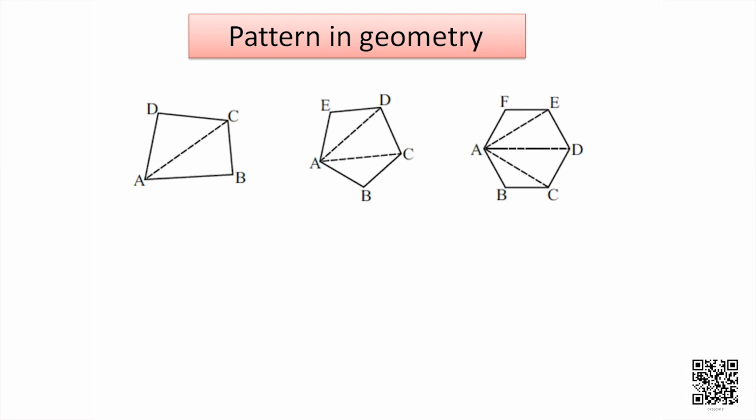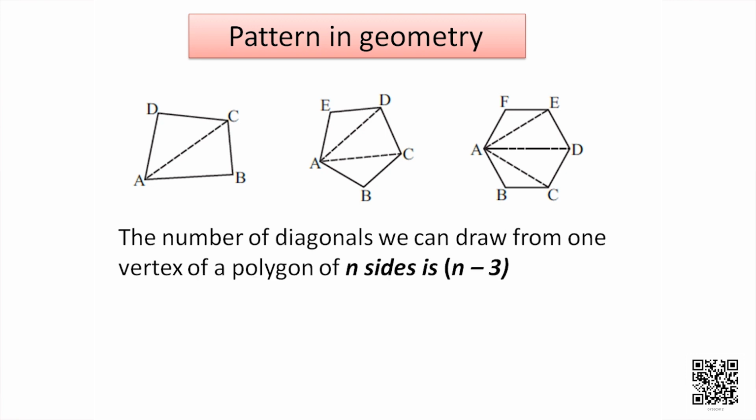Some patterns in geometry we also write with the help of algebraic expressions. So, let us see. These are polygons. The first one is a quadrilateral, the second one is a pentagon, and the third one is a hexagon. The number of diagonals we can draw from one vertex of a polygon of n sides is given as n minus 3. Now, let us see whether it is true or not.